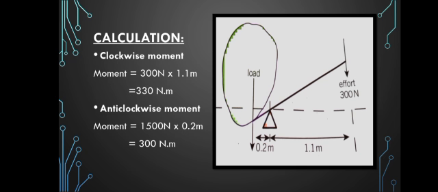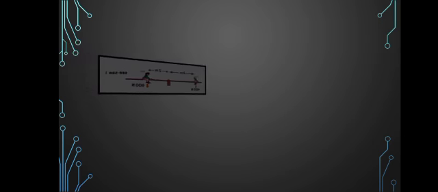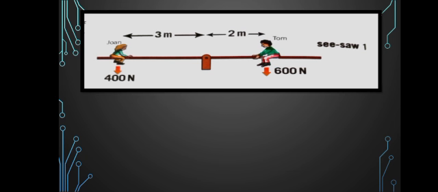anti-clockwise moment. If the load is coming out as 1500 Newton, what will it produce? 1500 Newton times 0.2, where 0.2 is the distance. After that, we will calculate it and we will get 300 Newton meter. Is that clear? One more example which I want to discuss with you for calculating moments.